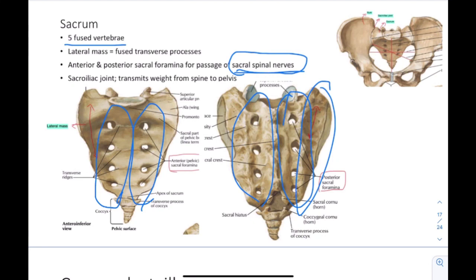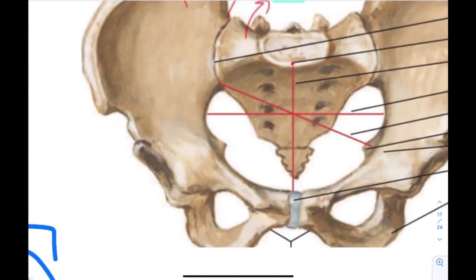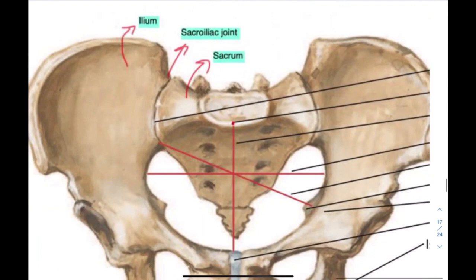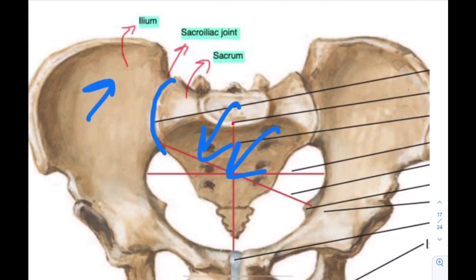So we also have something called the sacroiliac joint, which transmits weight from the spine to the pelvis. So here, this is the sacrum, and this right here is the sacroiliac joint. It's the joint between the sacrum and a bone called the ilium.